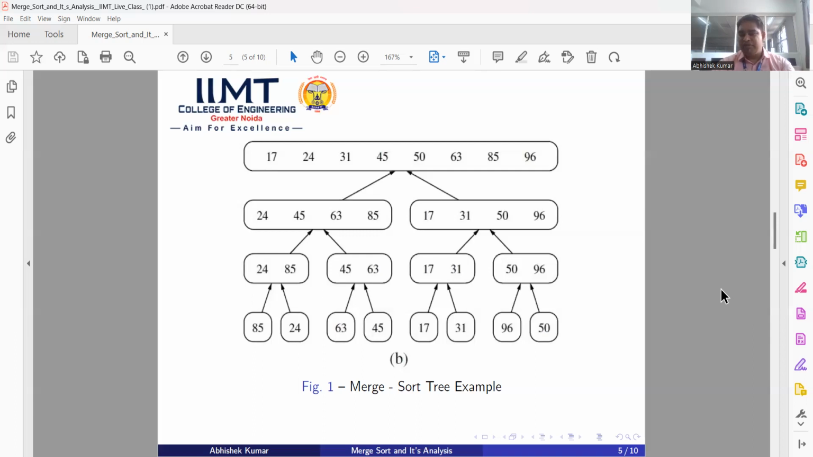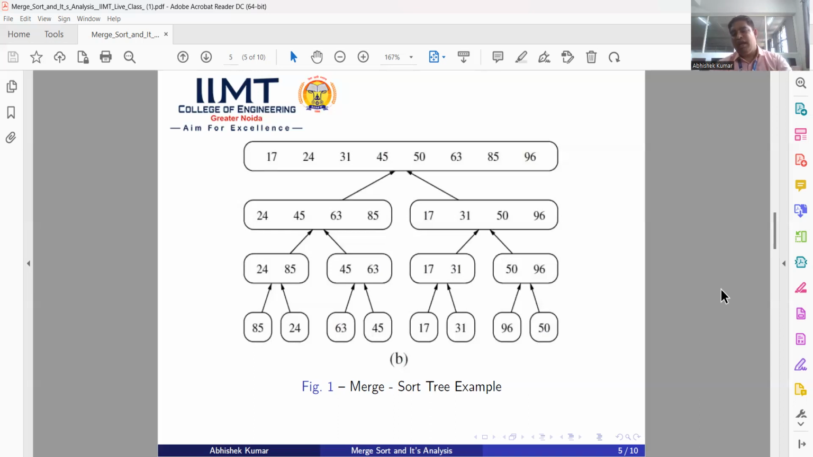Same thing we are doing in the case of the third pair. That means we have to merge 17 and 31. So 17 is smaller than 31, so here there is no swapping. 17 will become the first place and 31 will come to the second place. Now, same thing we are doing for 96 and 50. 96 is bigger than 50. So again, 50 will become the first place and 96 will become the second place. So now we can see that initially our last level of this tree was sorted.